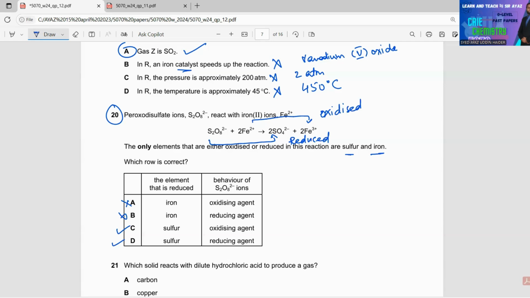Now, what about the behavior of the S2O8 2- ion? If it is reduced, it means it must be acting as an oxidizing agent. So C must be the right answer in this case. D is incorrect.